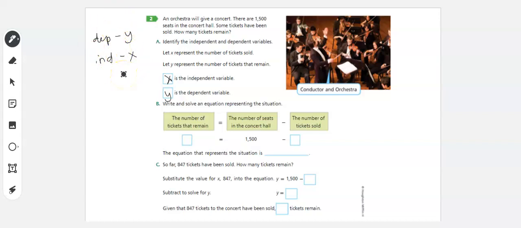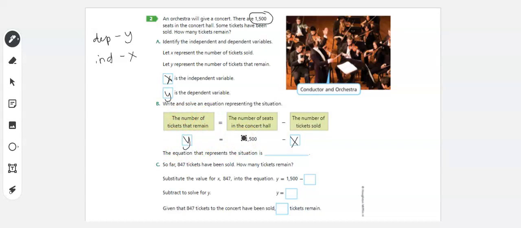An orchestra will give a concert. There are 1,500 seats in the concert hall. Some tickets have been sold. How many tickets remain? And I already identified that. Our number is 1,500. So the number of tickets that remain is y equals 1,500 minus x. It's always going to be y equals, guys. That's how it just is, so we can put them on graphs.